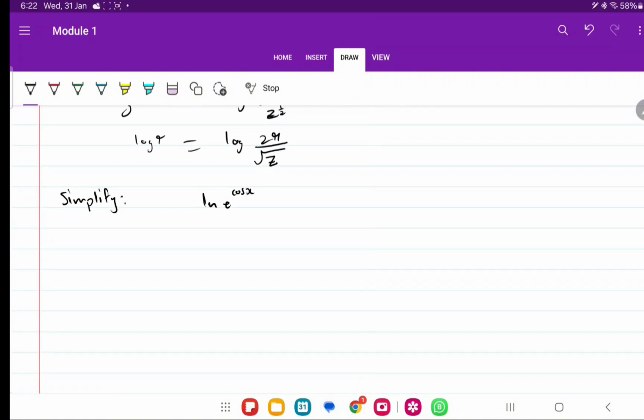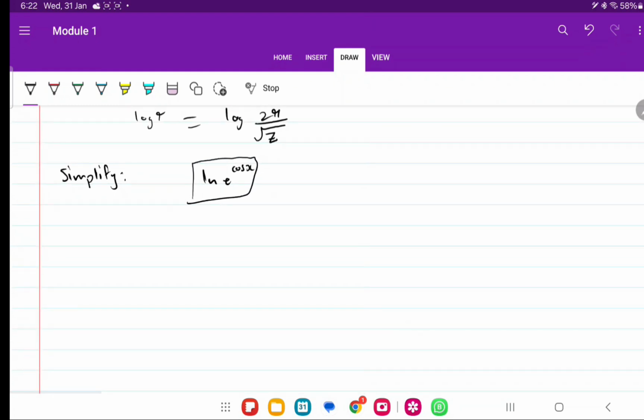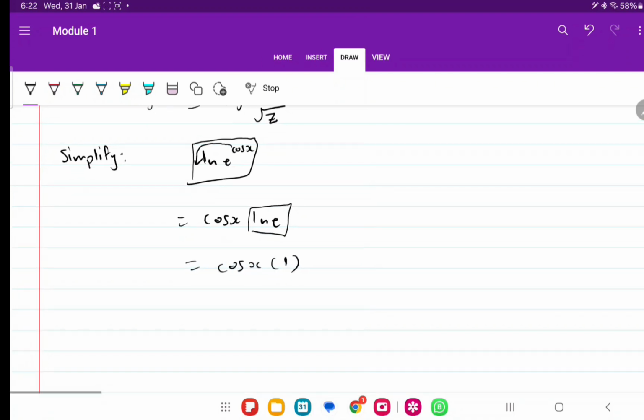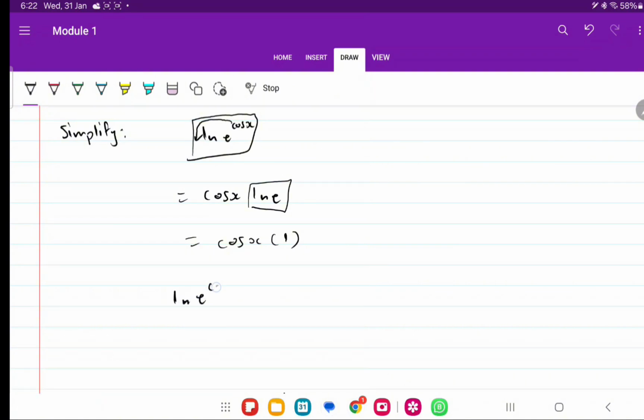Okay, now here I'm asked to simplify this logarithmic expression. Okay, so let's go right ahead. The first thing I could do is apply my power law to bring the cos x out of the argument, right? So I'm going to have cos x times the ln of e. And the ln of e, what did we say the ln of e was? The ln of e was 1. Right? So therefore means that the ln of e to the power of cos x is equal to cos x.